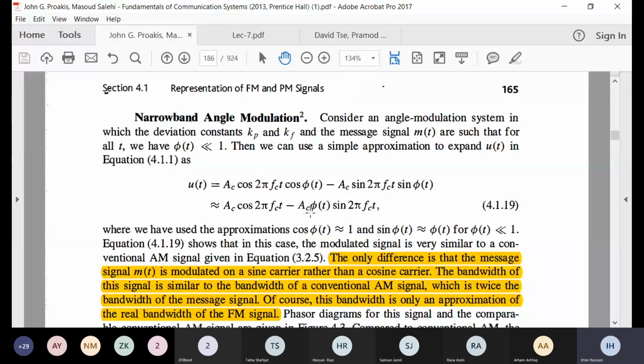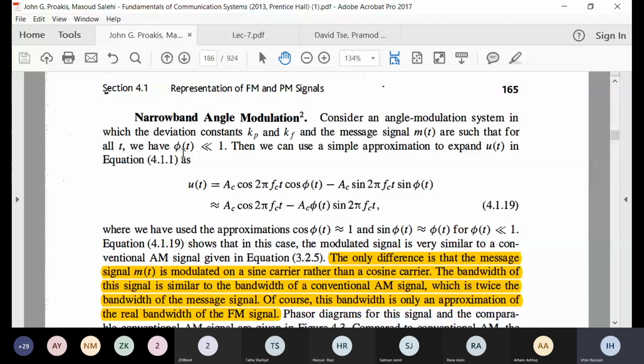Now another thing is narrow band angle modulation. It is that type of angle modulation in which phi(t) is much less than 1. The values are such that phi(t) is not a large number, rather it is very much less than 1. With this approximation, our actual signal was cos(2 pi fc t plus phi(t)).